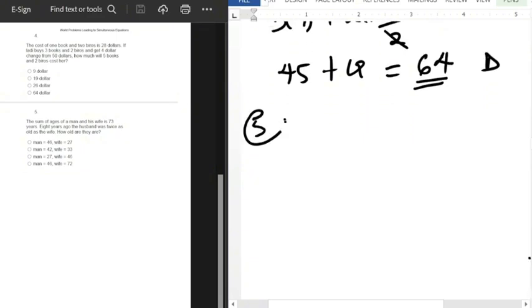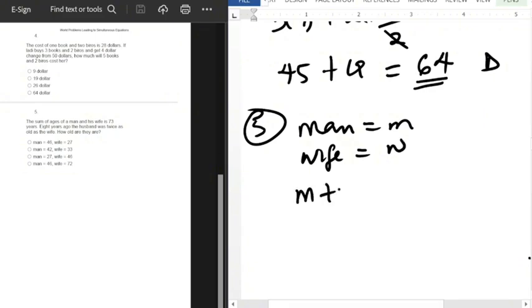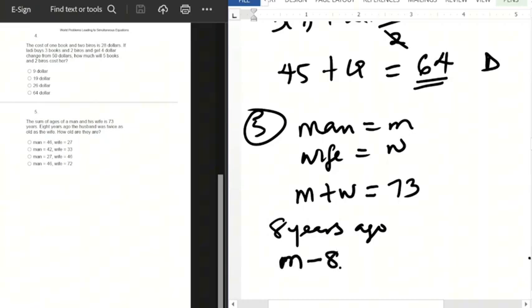Interpretation. Then number 5. The sum of the ages of a man and his wife is 73. Let's say the man is M and the wife is W. So the sum of their ages, M plus W, is equal to 73. Now, 8 years ago, what will be the age of the man? That is M minus 8. The man will be M minus 8, and the wife will be W minus 8.